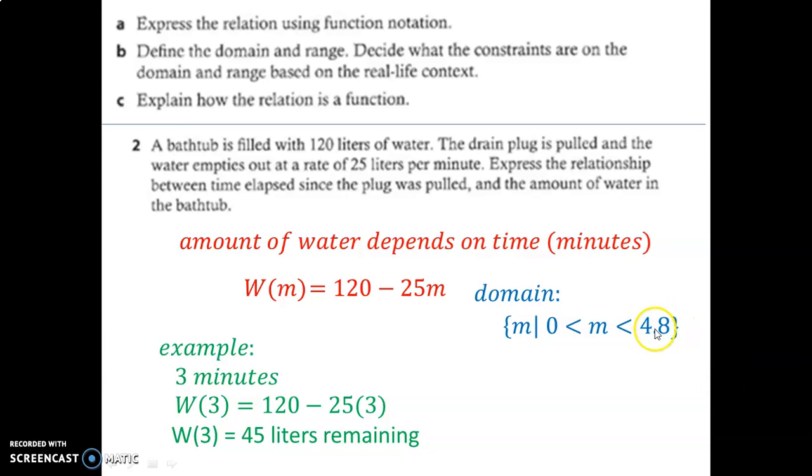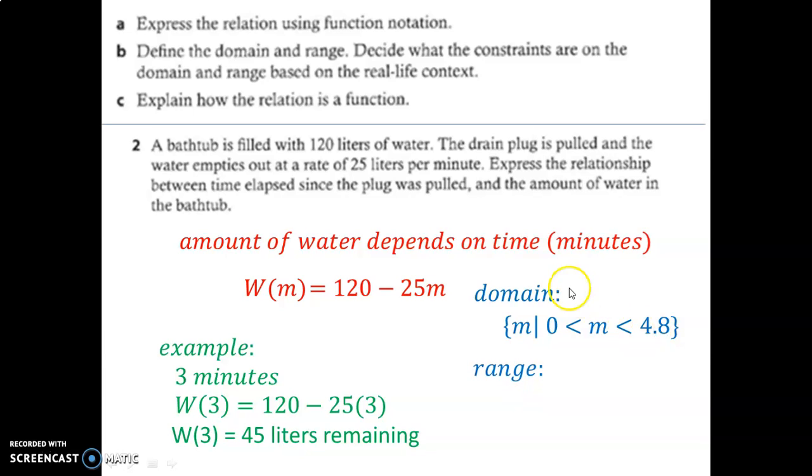And then 4.8, I chose that because I know 120 divided by 25 is 4.8. So to get the bathtub to go from full to empty, you do 120 liters divided by 25 liters, and you find out it takes 4.8 minutes to get it drained completely. So that's why I made that the upper limit of our domain. Numbers beyond that don't make sense because the bathtub is already empty.